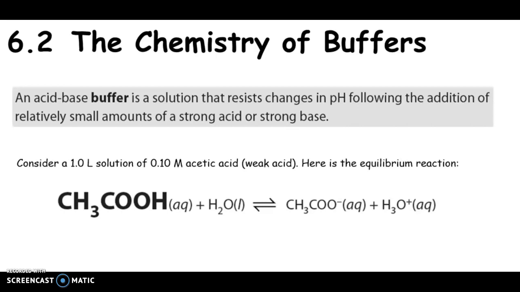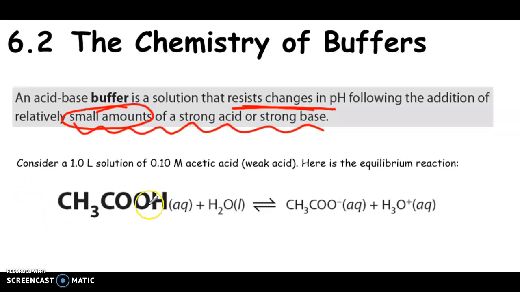So a buffer is a solution that will resist a change in pH if you add small amounts of strong acid or base. The reason we say only small amounts is because if you were to dump in a lot of strong acid or a lot of strong base, it would completely react with the weak acid or weak base, and then you'd eventually have only your strong ions present. But anyways, let's take a look at this.